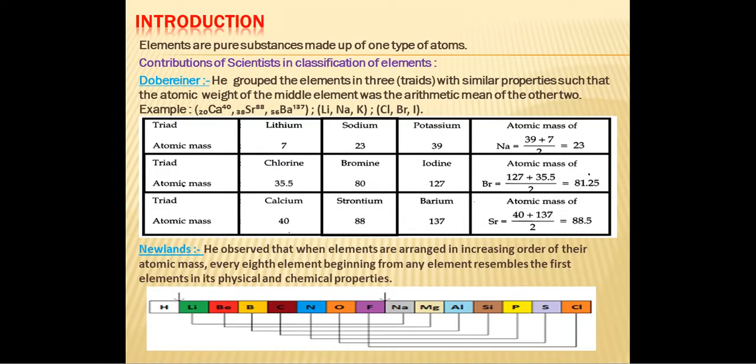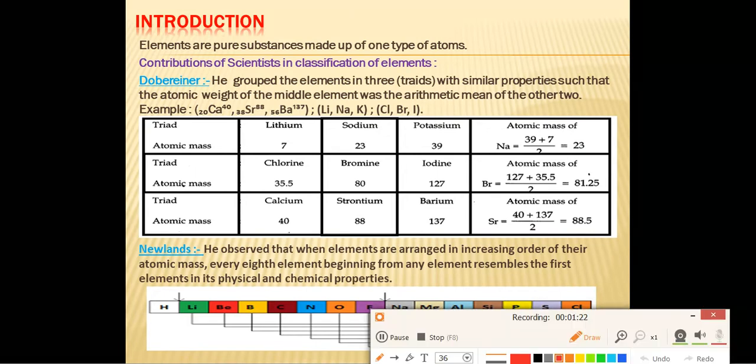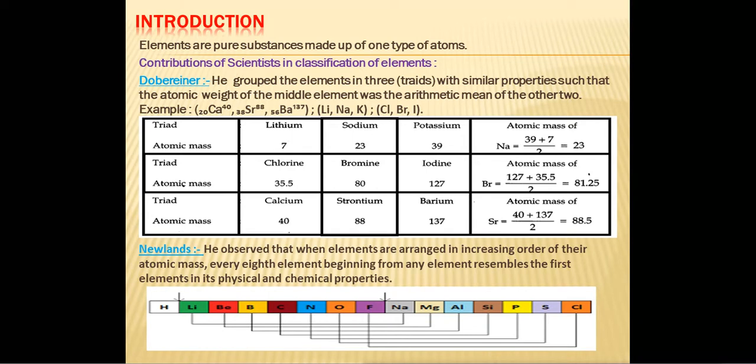First of all, in the introduction section, you should know what elements are. Elements are present in the periodic table, but the first question is, what are elements? Elements are pure substances made of one type of atom. In all the elements only one type of atom will be present. For example, iron is an element. In the iron element only iron atoms will be present. In the sodium element only sodium atoms will be present, and in the magnesium element only magnesium atoms will be present.